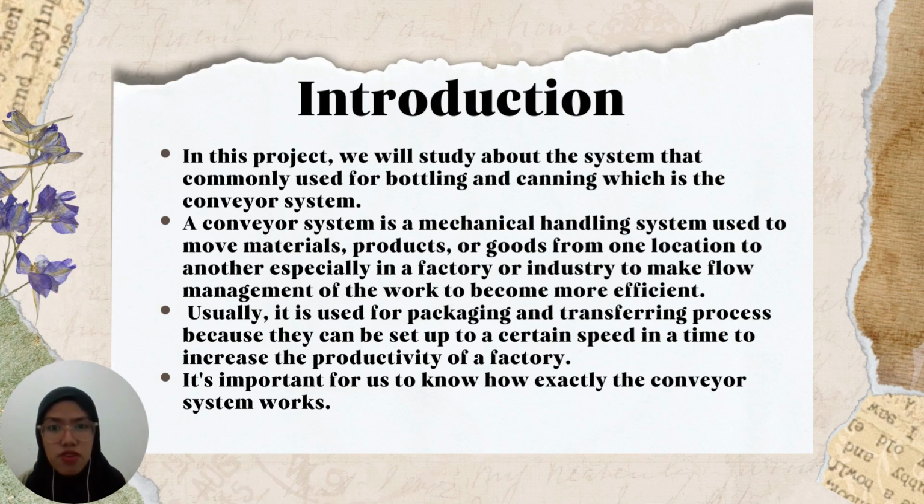Usually it is used for packaging and transferring processes because they can be set up to a certain speed in a time to increase the productivity of the factory. In addition, there are industries that use conveyor systems in automotive, electronic, chemical, and also other types of sectors. It is also important for us to know how exactly the conveyor system works.